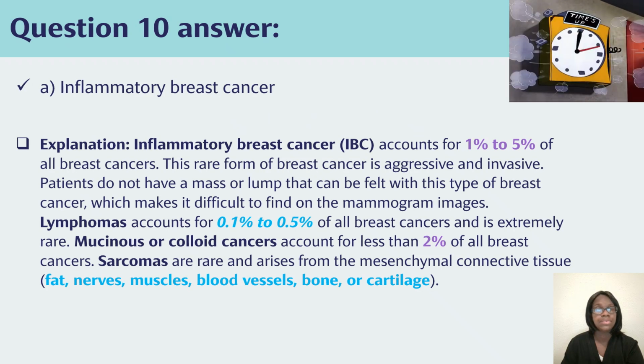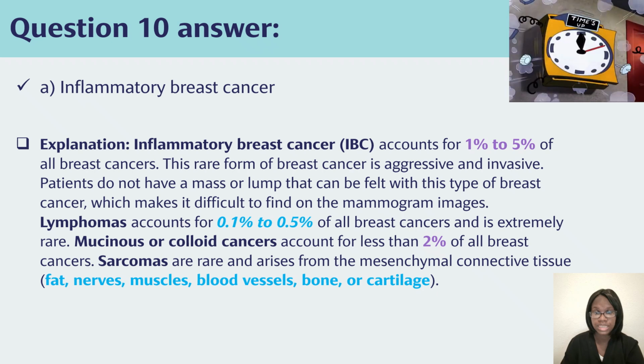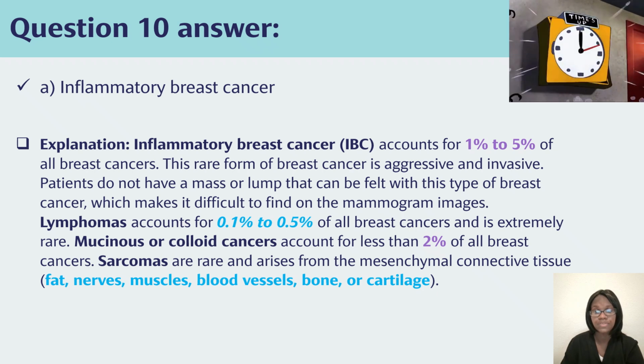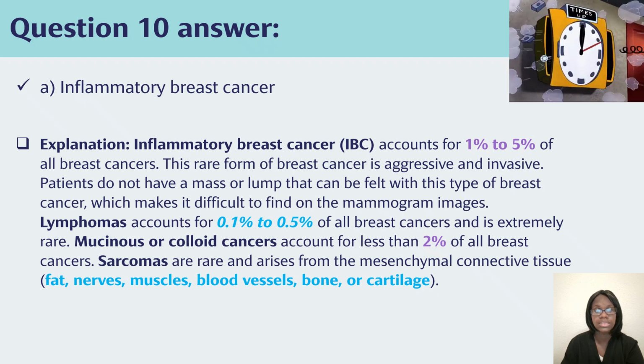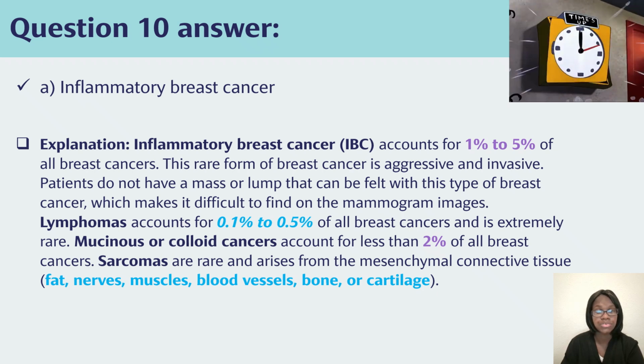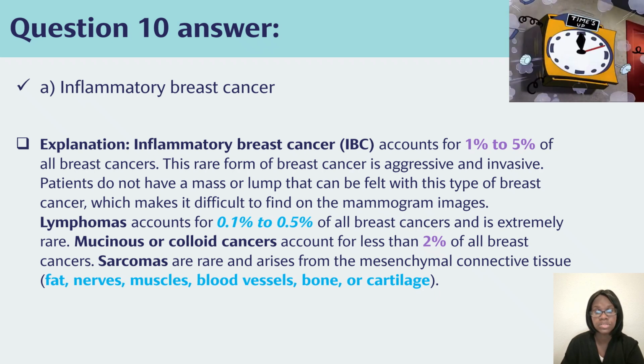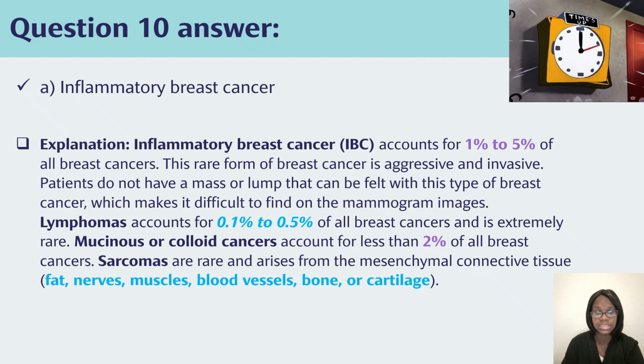All right, the correct answer is inflammatory breast cancer. Inflammatory breast cancer, or IBC, accounts for 1% to 5% of all breast cancers. This rare form of breast cancer is aggressive and invasive. Patients do not have a mass or a lump that can be felt with this type of breast cancer, which makes it difficult to find on the mammogram images.